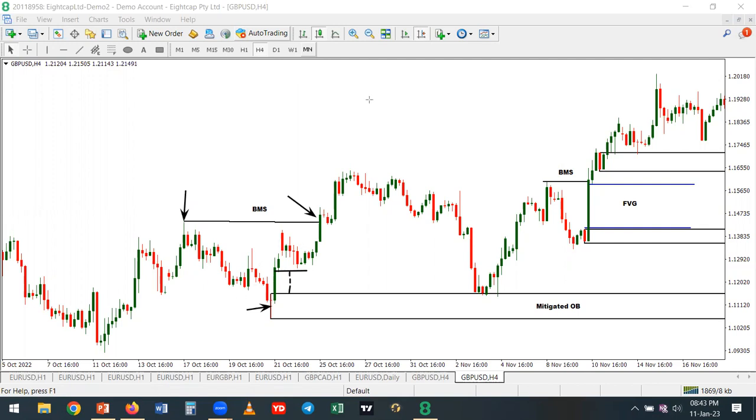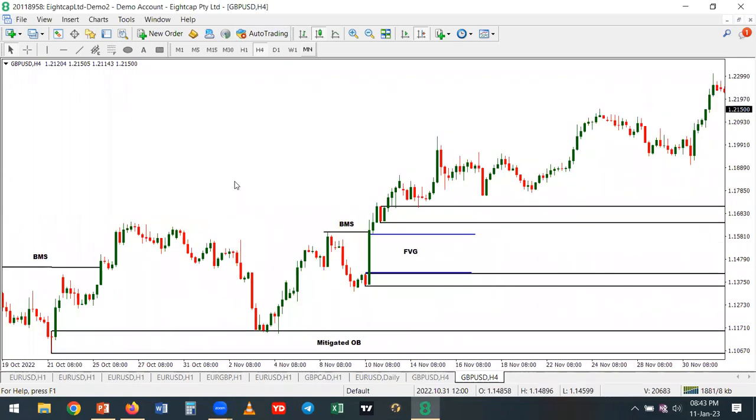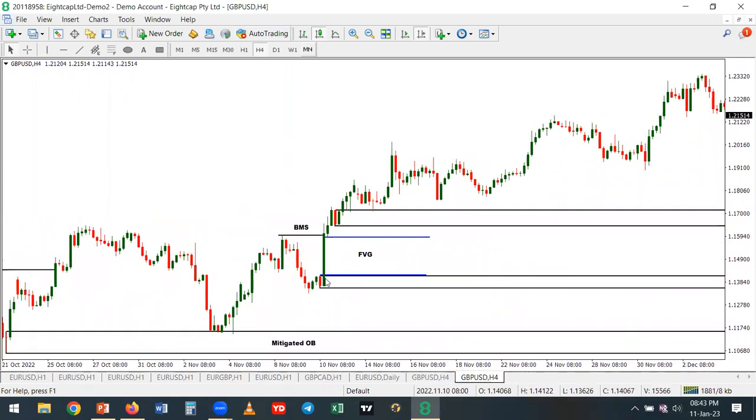Now you can see what pushed price back down here was not just to come and tap on this order block, but price had to come and fill up this fair value gap to tap into this particular order block.